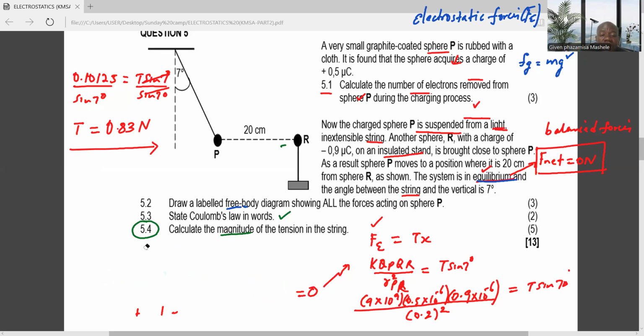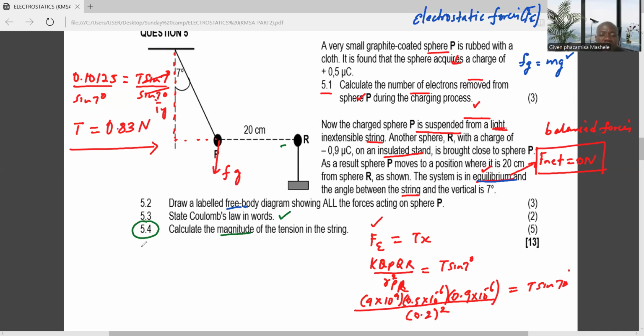We'll consider vertical forces. And how many vertical forces are there? As I said, there are two. We'll have the Ty and the force of gravity.